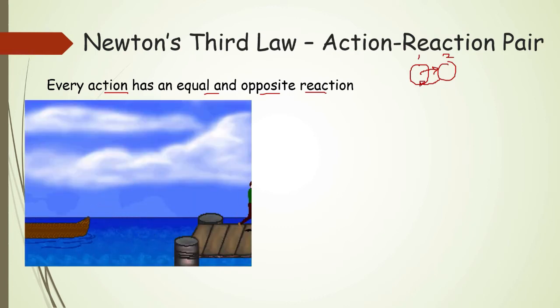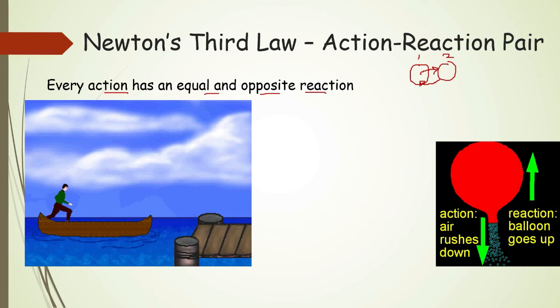So over here, look at this example. This man wants to jump on the deck. So what does he do? He pushes against the boat with a certain amount of force. That's the action. And the boat gives him a push in the opposite direction, and that's the reaction, and it helps him to jump on the deck. Here in this air balloon, the action is the air rushing down, coming out of the balloon, and the reaction is the balloon going up.